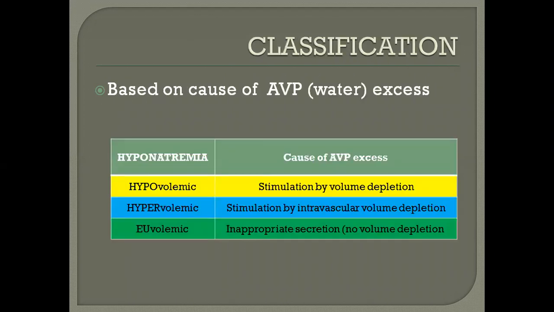So based upon the cause of AVP excess, we have the classification of hyponatremia, with which most of us are familiar. That is hypovolemic, hypervolemic, and euvolemic hyponatremia. Hypovolemic hyponatremia is when the cause of AVP excess is stimulation by volume depletion. Hypervolemic is when stimulation of AVP excess is by intravascular volume depletion. In hypovolemic, there is overall volume depletion. In hypervolemic, there is intravascular volume depletion. And in euvolemic, there is no volume depletion. There is just inappropriate secretion of AVP.